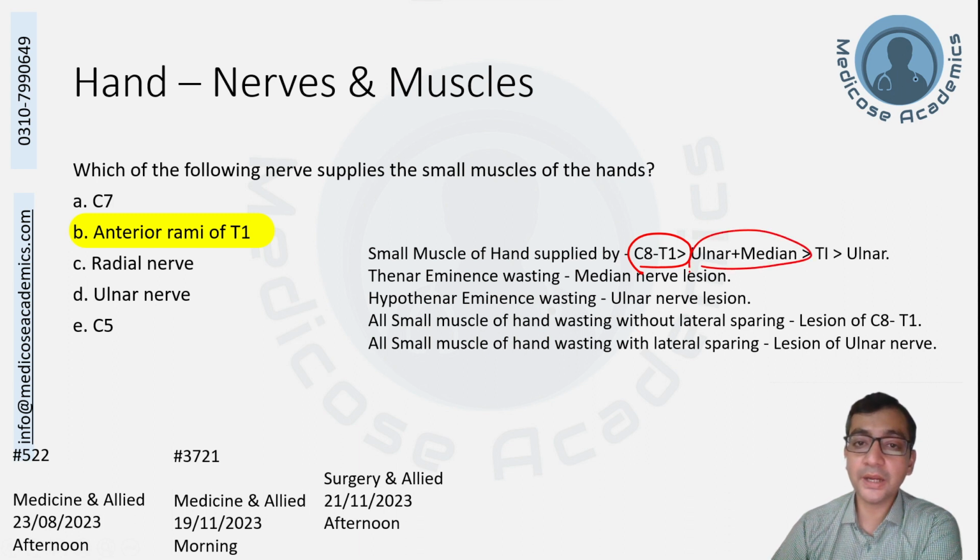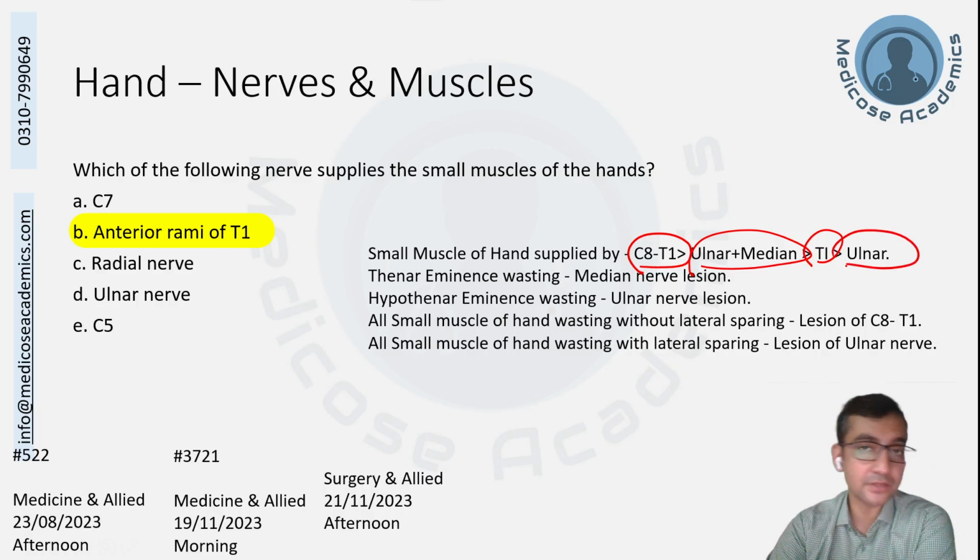For the small muscles of the hand, ulnar and median can be an answer. If C8 and T1 is not given, you can pick up T1. And if no other option is given, ulnar nerve is a better answer than median nerve, because as far as the total number of muscles are concerned, more muscles are supplied by the ulnar nerve.